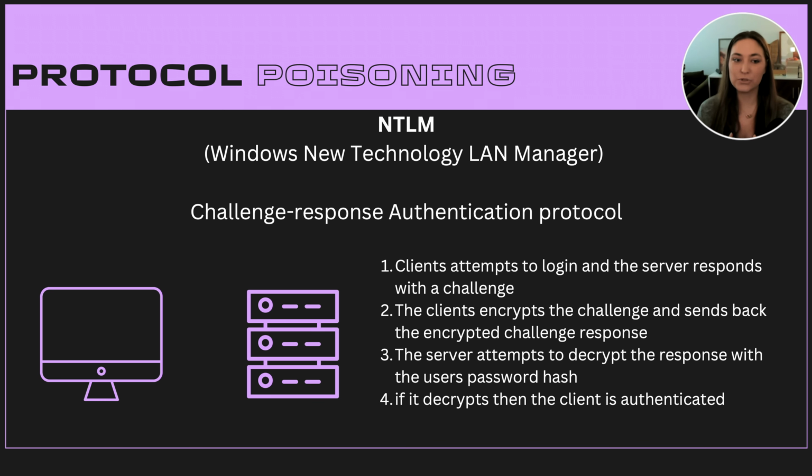The first thing it's going to do is a client attempts to log in and a server responds with a challenge. Then the client encrypts that challenge and sends it back to the server, and that is called the challenge response. If the server can decrypt the response with the user's password hash, then you are authenticated. And that's just a high-level overview, right? Now, how do all of these protocols and systems work into making a successful attack where you might be able to get credentials? And that is going to be the SMB Relay Attack.